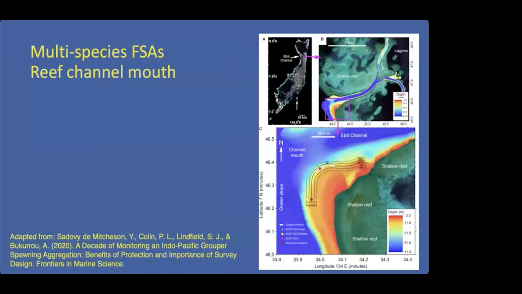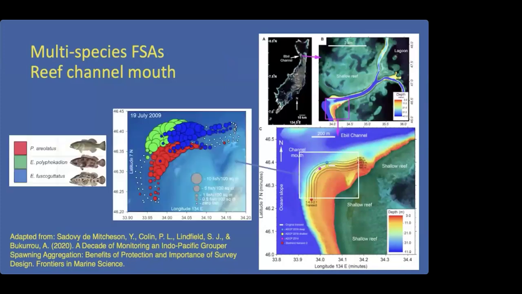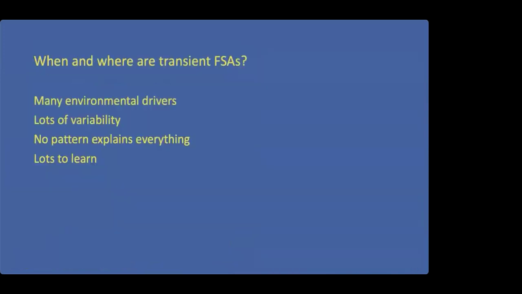Another excellent example, again from Palau, the other side of the world: multi-species fish spawning aggregations occurring at a reef channel, with fish migrating out to the reef channel mouth to form these aggregations of 3 different grouper species concentrating their aggregations at this reef channel mouth.